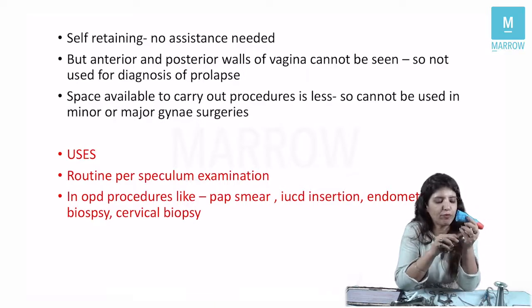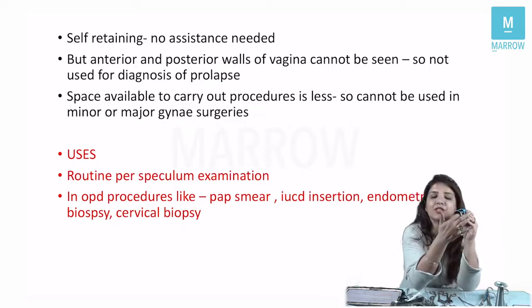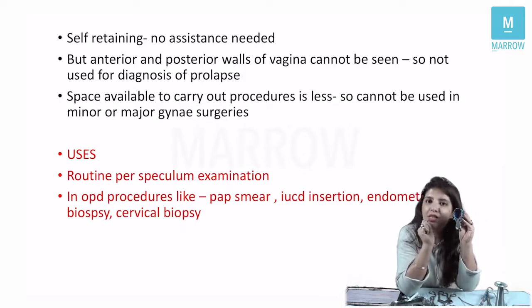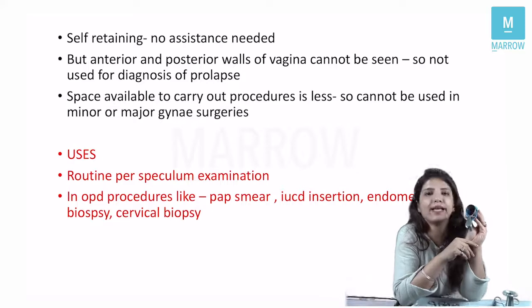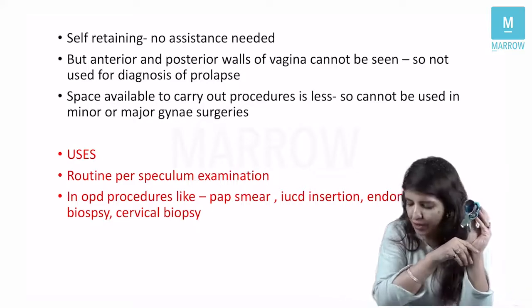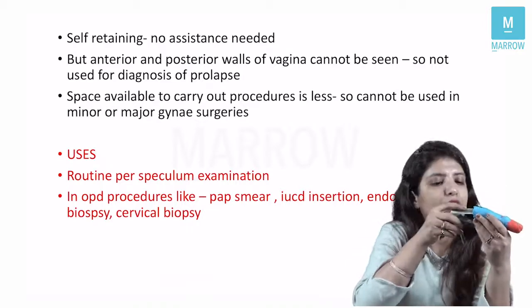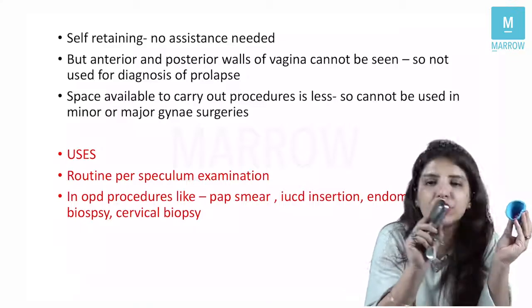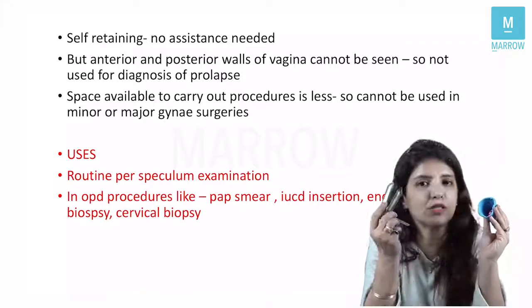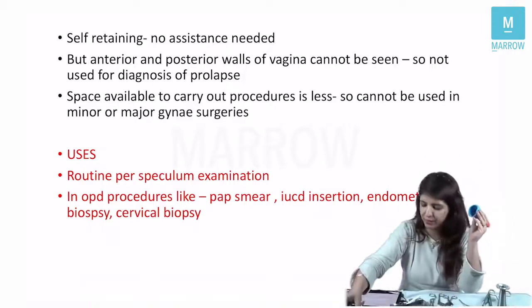The second problem with Cusco is that here you are getting very less space. So this Cusco speculum cannot be used if you are doing minor or major gynae surgeries. That is the biggest problem with Cusco, right? So this was Cusco speculum. And the earlier one which we did was a Sims speculum. This is self-retaining, that was a non-self-retaining speculum, right?